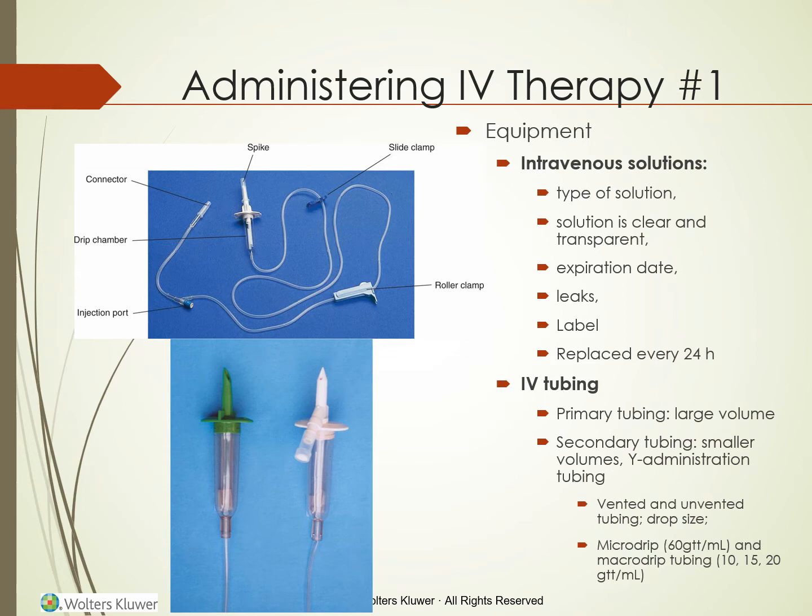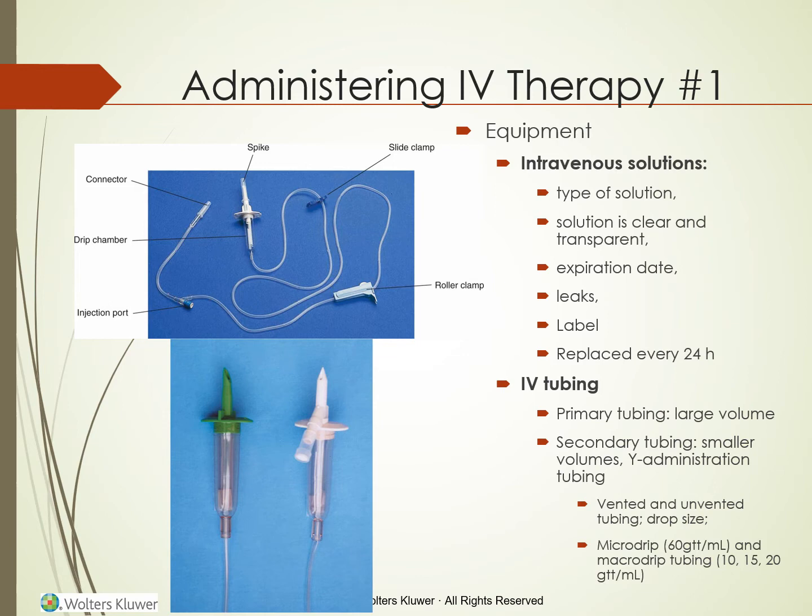Selecting intravenous tubing. IV tubing consists of a spike for piercing the container of a solution, a drip chamber for holding a small amount of fluid, a length of plastic tubing with one or more ports for installing IV medications or additional solutions, and a roller or slide clamp for regulating the rate of the infusion. Despite the common components, the nurse selects from various options in tubing design: primary, secondary, or Y administration tubing, vented or unvented tubing, drop size options, macro drip or micro drip tubing, and filtered or unfiltered tubing.